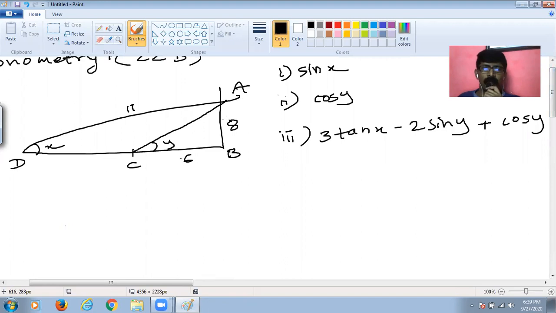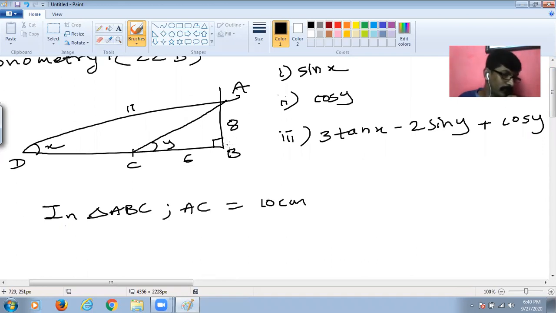Suppose I'm focusing at the moment on this triangle ABC. In triangle ABC, angle B is 90 degrees, this is 8 centimeters, this is 6 centimeters. So obviously this AC has to be 10 centimeters. If it is not mentioned as centimeters, we can keep it as 10 units. So write this down as 10 units.